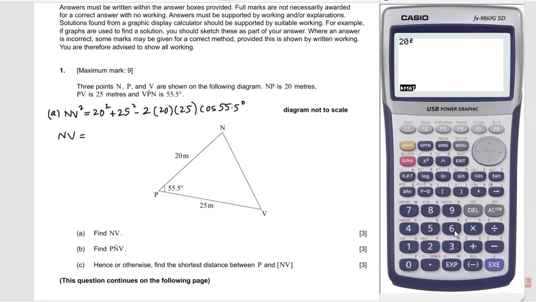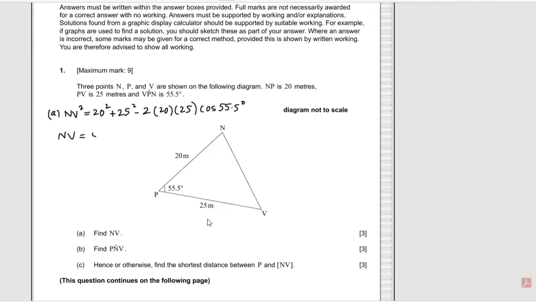20 squared plus 25 squared minus 2 times 20 times 25 times cos 55.5. This is the answer, and I need to square root my answer. And I'm getting 21.4148... approximately, to 3 significant figures, 21.4 meters is my answer.